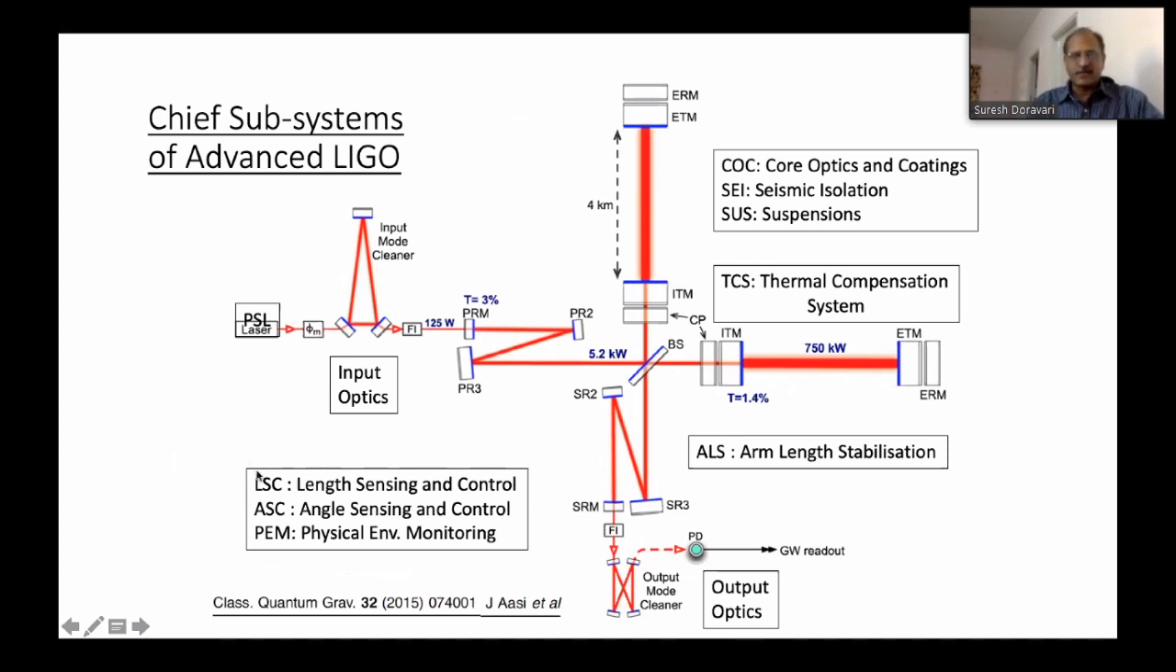And we have three subsystems which worry about how to maintain the entire interferometer, which is a huge object, in an operational state. These are called length sensing and control, angle sensing and control, and physical environmental monitoring. So there are multiple subsystems, and people divide their work among these various subsystems.